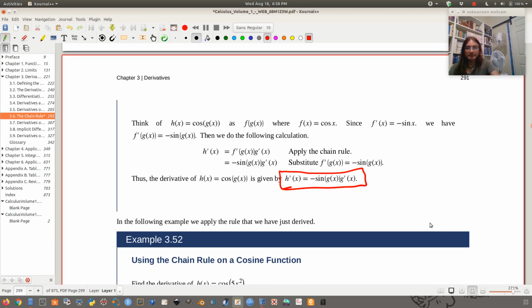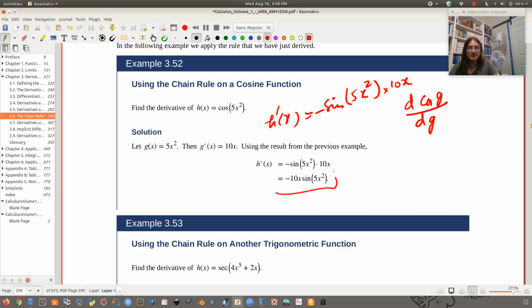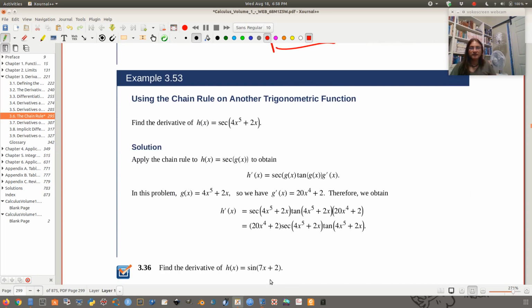For example, here, cos of 5x squared. So the derivative will be cos of g. If you have to take a derivative of cos of g with respect to g, it's negative sine of g, but our g is 5x squared, times derivative of 5x squared, which is 10x. So we get negative 10x sine 5x squared. Okay, please practice enough with chain rule problems.